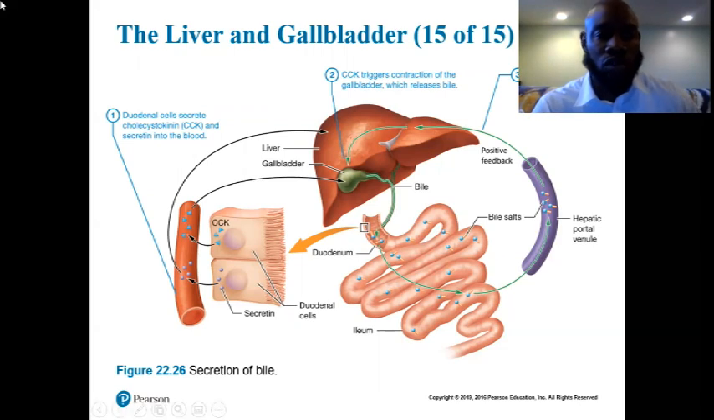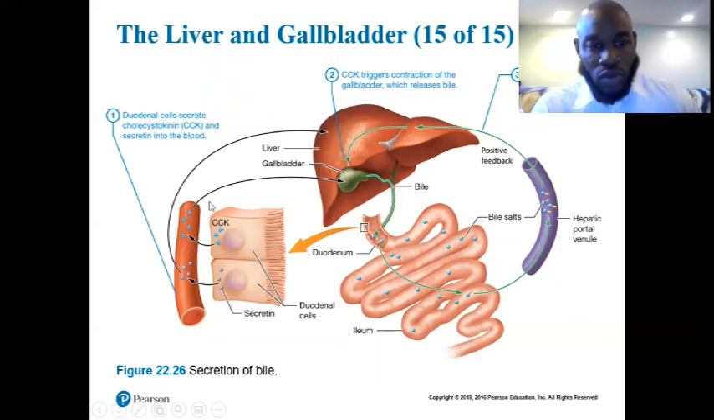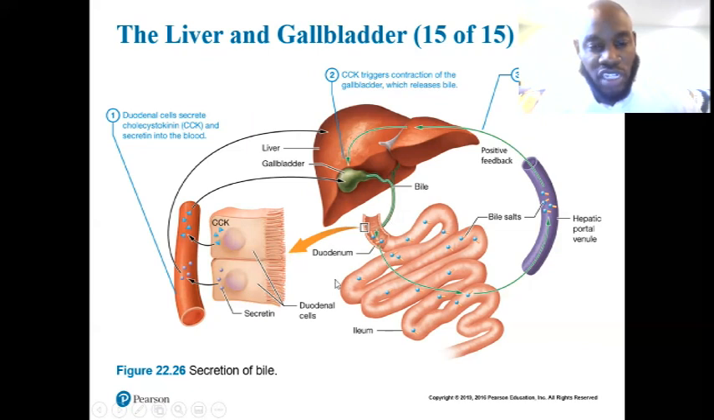Right? So duodenal cells secrete CCK and secretin into the blood. As we know, this is what happens when food gets into the duodenum, because you have the acidic nature of it and the partially digested proteins and lipids. CCK triggers contraction of the gallbladder, which releases bile. Bile comes into the duodenum.